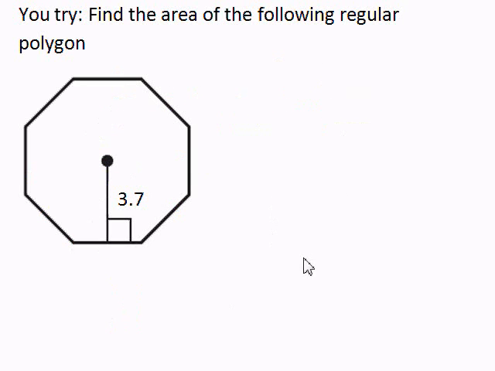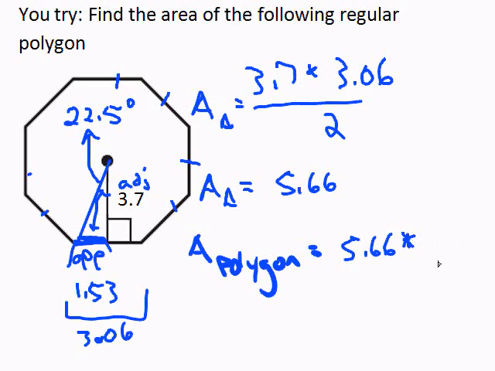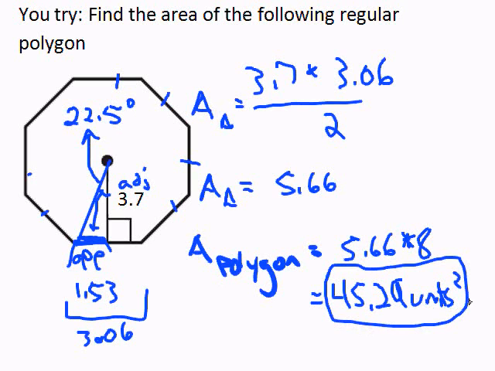which when we put in our calculator gives us 5.66, and that means the area of our polygon is going to be equal to 5.66 times the number of sides, which is the number of triangles. So times, there were 8 sides, 1, 2, 3, 4, 5, 6, 7, 8, times 8 gives us in the end 45.29 units squared.